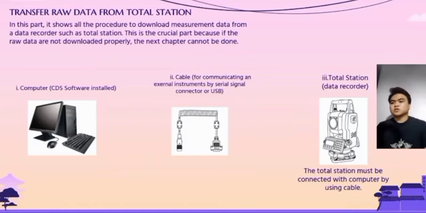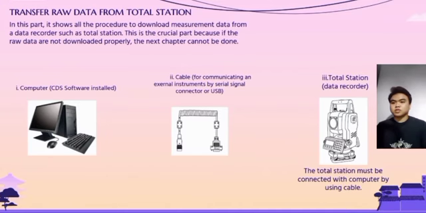Next is transfer raw data from total station. In this part, it shows all the procedure to download measurement data from a data recorder such as total station. This is the crucial part because if the raw data are not downloaded properly, the next chapter cannot be done.